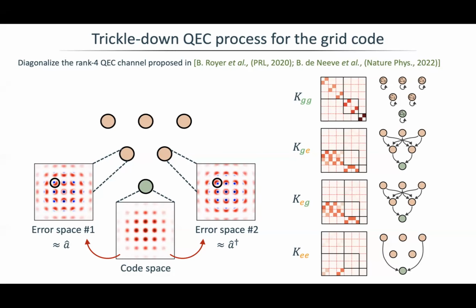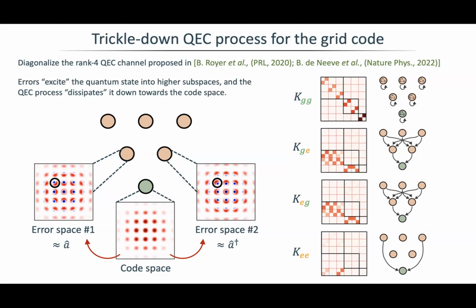If you look inside this black circle, you will see the difference between them, that the red is biased kind of away from the center here, towards the center there. And we can ask, what errors generate these subspaces out of the code space? It turns out that this is approximately photon loss and photon gain errors. So the way you should think about the whole QEC process is that different errors just heat up the system. They excite it out of the code space into these higher error spaces. And then error correction cools the system, so it dissipates you back to the code space.